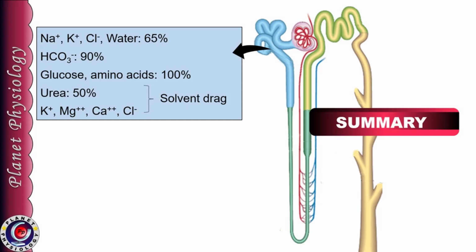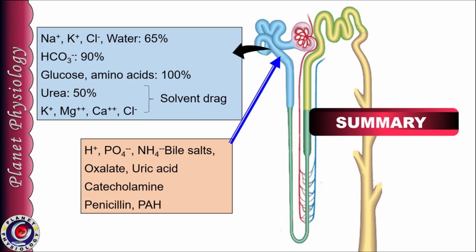Potassium, magnesium, calcium, chloride and urea are also reabsorbed by solvent drag mechanism. PCT secretes various ions and organic contents in the body as well as metabolic end products, which includes hydrogen ions, phosphates, ammonium ion, bile salts, oxalates, uric acid, catecholamines, drugs like penicillins and para-aminohippuric acid. So here we finish with the topic processing of filtrate by proximal convoluted tubule. In the next part, we shall study role of remaining parts of the tubules in urine formation.